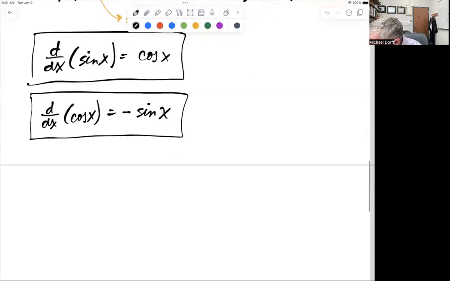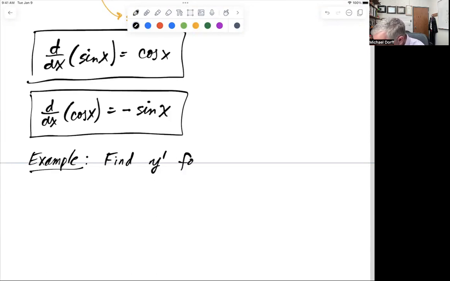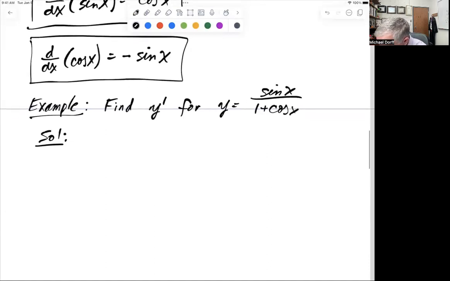All right, so let's do an example using those results. We're going to find y prime, for y equals sine x over 1 plus cosine x. I like this example because it involves not only the derivative of the trig functions, but it also involves the quotient rule, and you're going to have to use an important trig identity to simplify this as we go through this process.